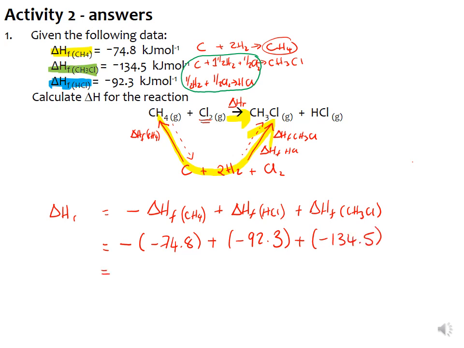So minus and minus becomes plus 74.8, plus and minus is minus 92.3, and minus 134.5. And when we pop all that into the calculator, we get an answer of minus 152 kilojoules per mole.